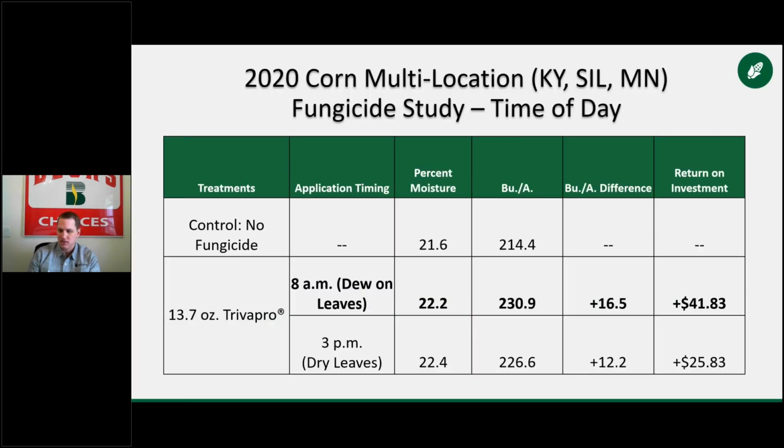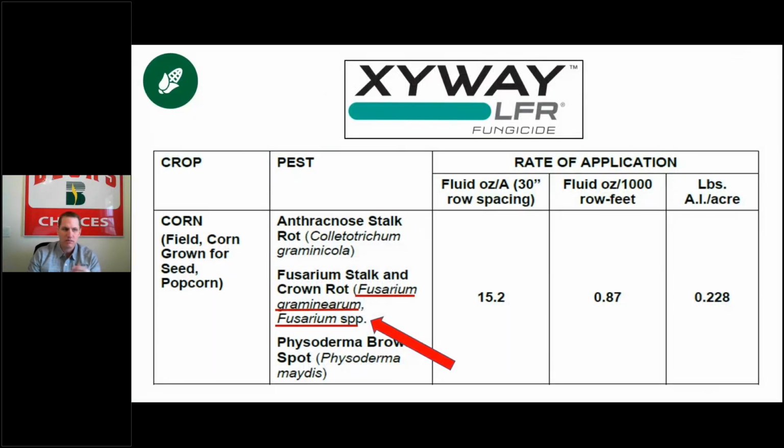And that's what this data shows. You could see when we sprayed at 8 a.m. versus 3 p.m., we had about a 4 bushel advantage by doing that. Now, that's not always logistically feasible, but there are some things you can do if you have your own equipment to increase your ROI on your fungicide, and that's spraying in the morning when the humidity is higher and the temperature is lower.